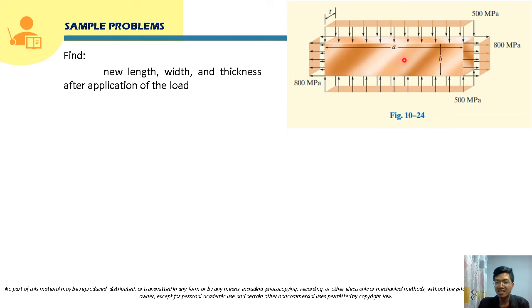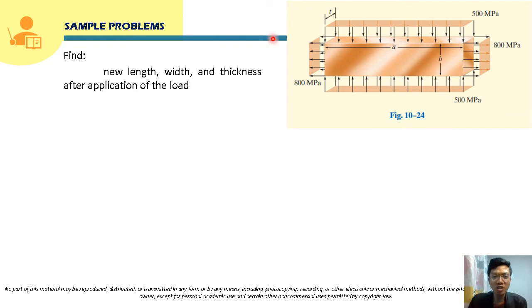So this loading in the x direction, this is tension, right? And here in the y direction, the loading is in compression. In the z direction, there is no loading applied. So we can say that this copper bar is biaxially loaded. It is loaded in two directions, in the x direction and in the y direction.